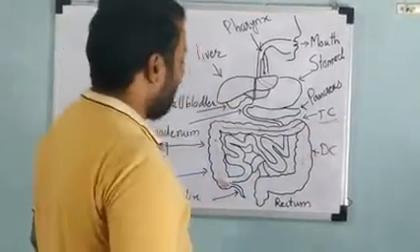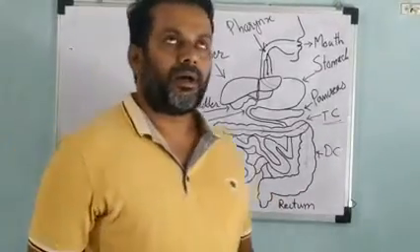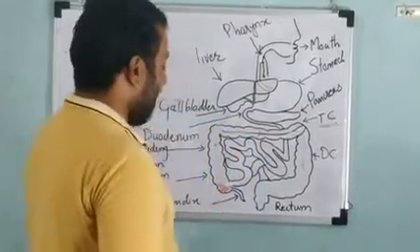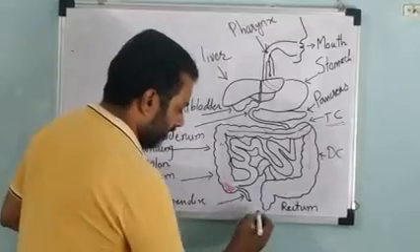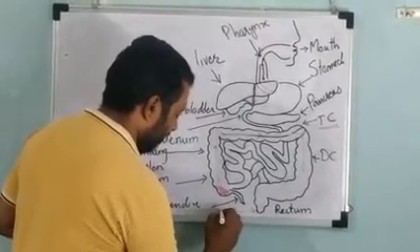The last part of the large intestine over here is the rectum. This rectum helps in the formation and storage of the waste material. And after that we have the last part of the digestive tract, that is the anus over here.